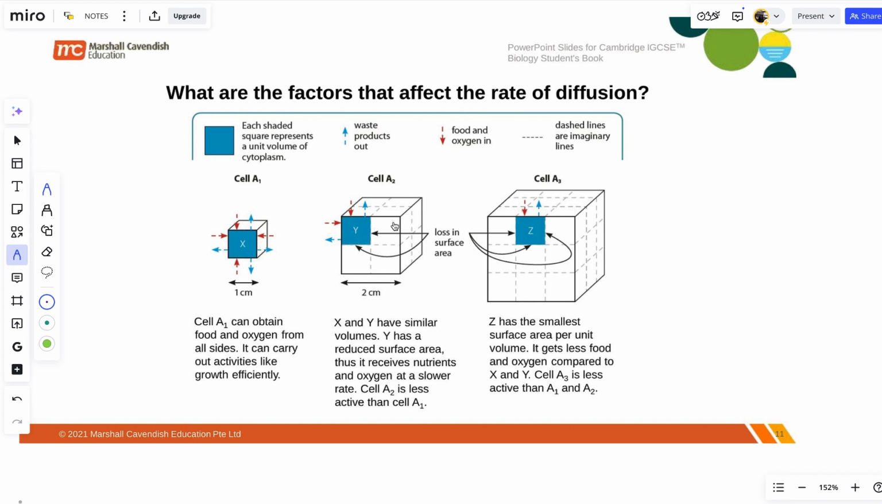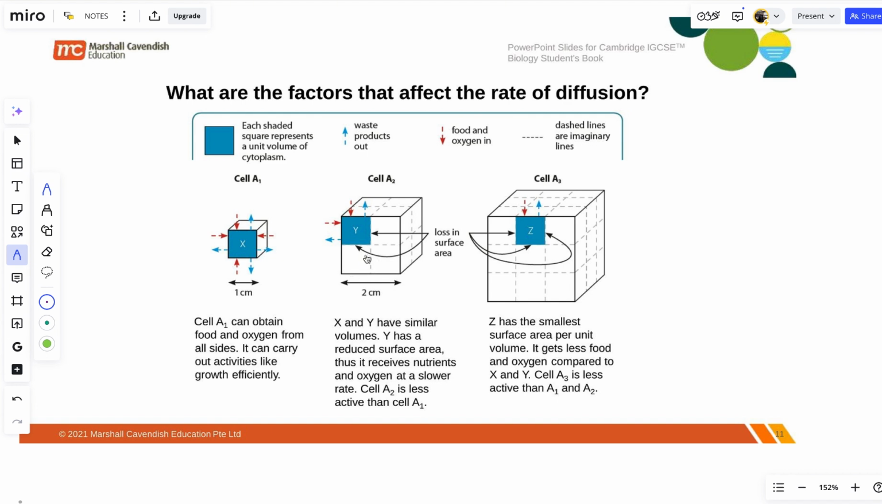But if you look at this, there are four faces, and only one face is given out. If you look at X and Y, this is our Y. X and Y have similar volumes. This is our X, which covers the whole face. But Y covers only 1/4 of the face of cell A2. They have similar volume.